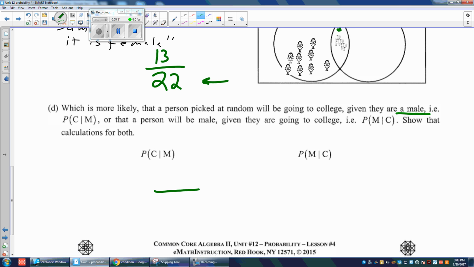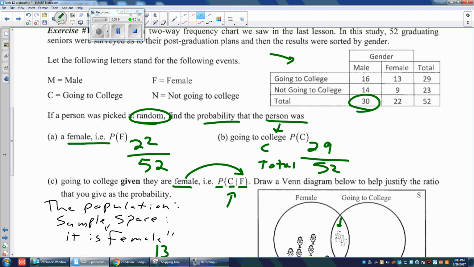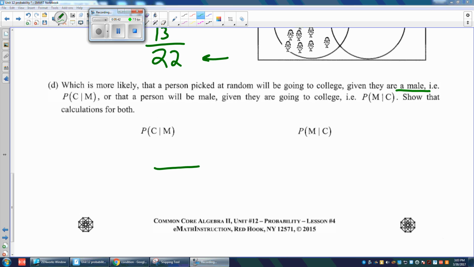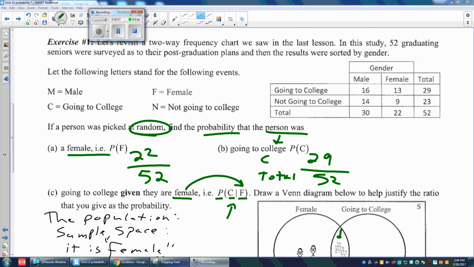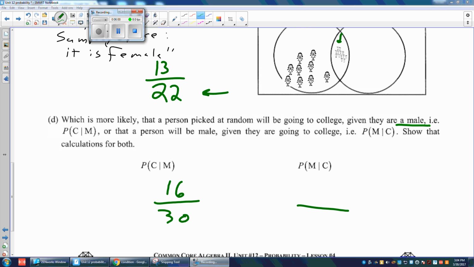How many males are there? We have 30 men in our population. How many of them are going to college? 16. 30 males, 16 are going to college. Do you see something here? Male, 30, going to college. I'm going to get rid of that 30 in a second. Let me go back down. The condition here is that you're going to college. So, the person male given they are going to college. Okay, so here.